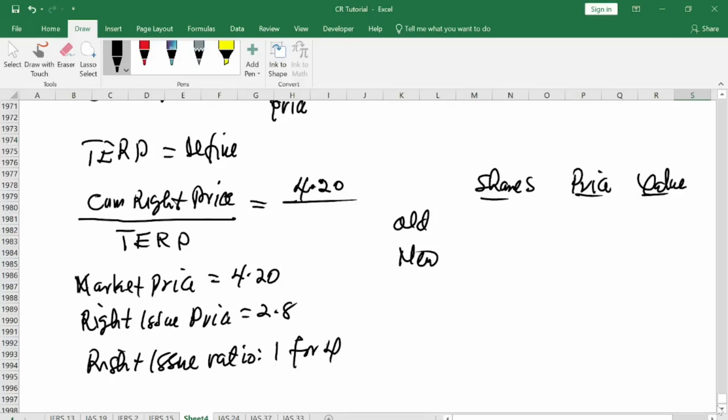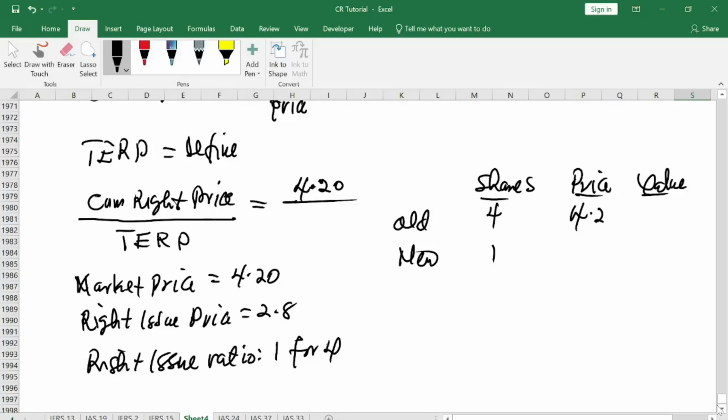So it means we are giving you 1 new share for every 4 existing shares you hold. So the old share is 4, and the new share is 1. And the market price of the old share is 4.2.